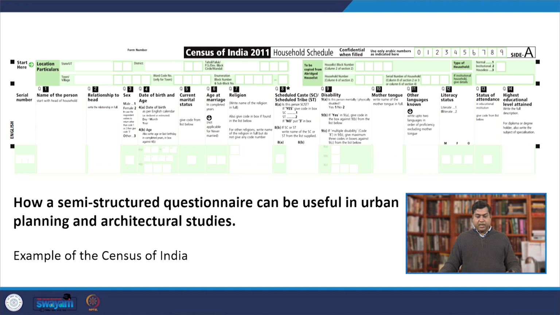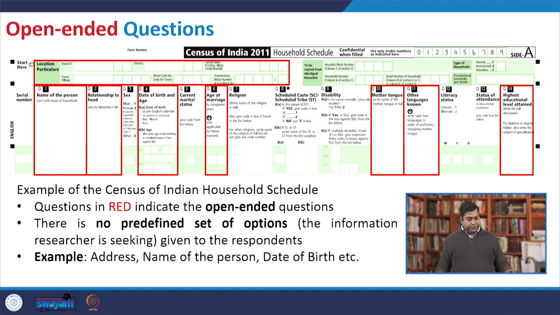So this is something like a typical template of census data collection, which is very comprehensive, and you can see that, okay, in this case there are a couple of questions that we ask. It's a very detailed questionnaire, and in this case it is also referred to as a semi-structured questionnaire and is very useful for planning and architectural studies. So let us understand this example.